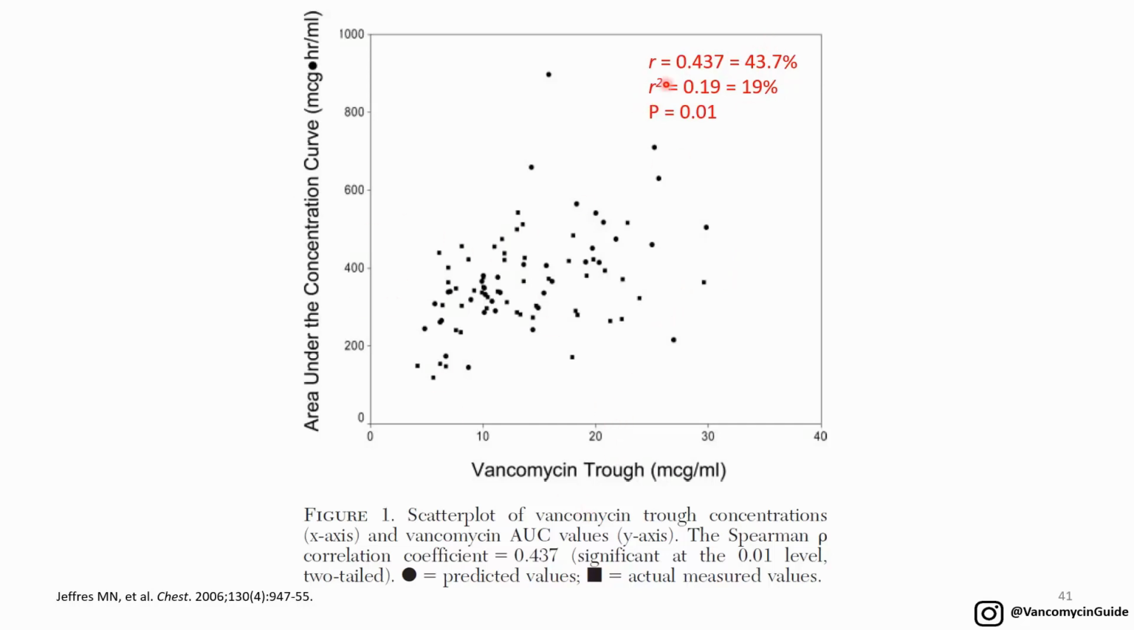And if you get the coefficient of determination, which is R squared, it's only 19%. So that means only 19% of variation in AUC is determined by trough. And the p-value for it was significant. So they said there's a significant correlation between trough and AUC. But nevertheless, it's not a very good correlation, because it's less than 50%.